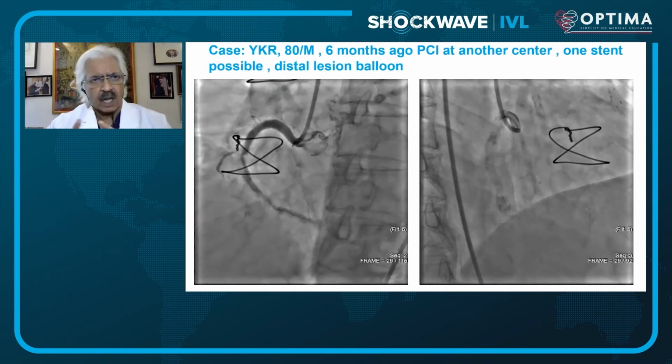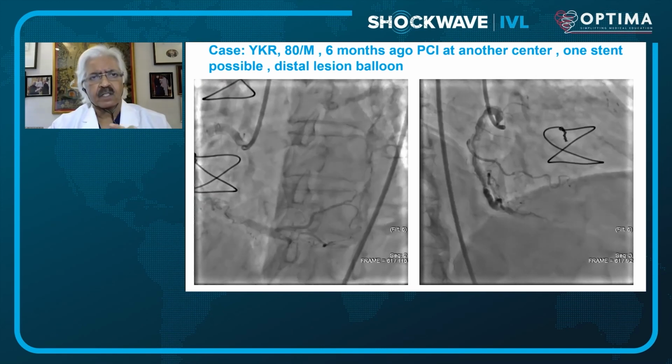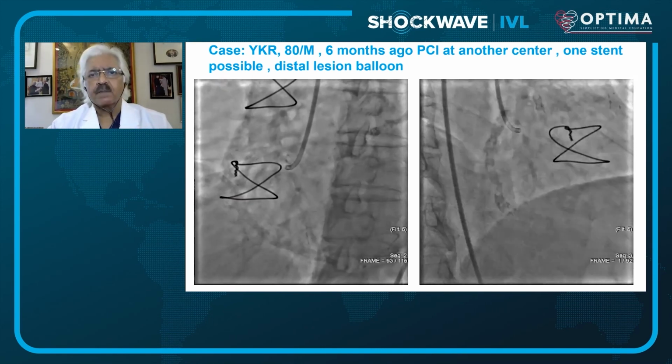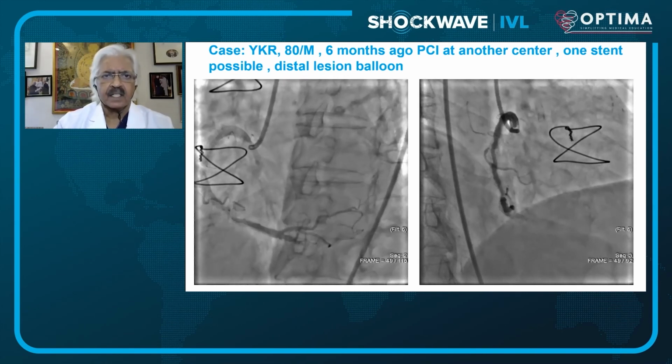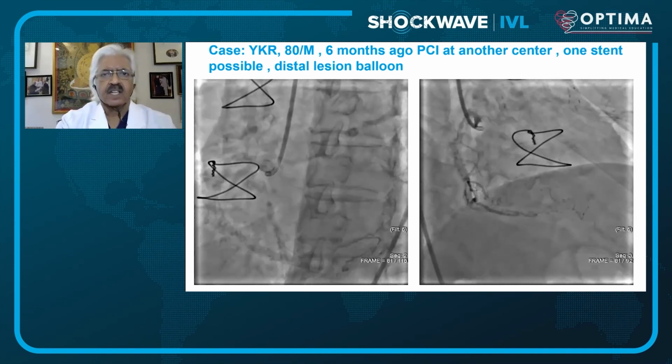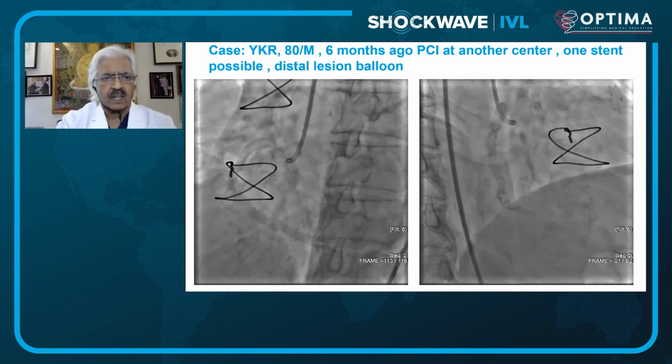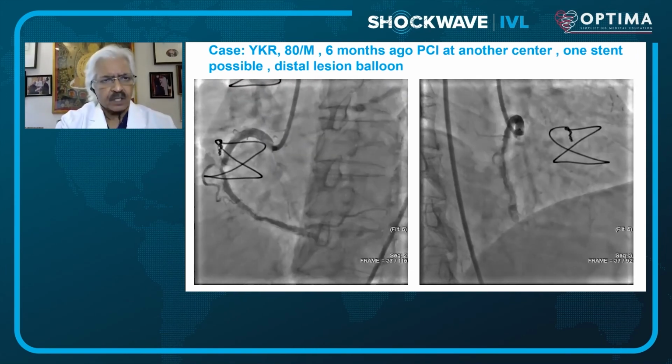Now, we're coming to our last two cases of great learning experiences. This is an 80-year-old male. Six months ago, he had a PCI at another center. One percent was possible in the mid-LAD and mid-RCA, which was underexpanded. The distal lesion in this RCA could only be ballooned. This patient returned.